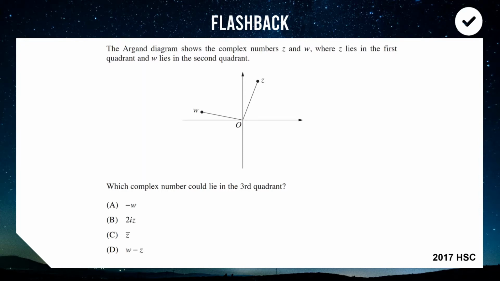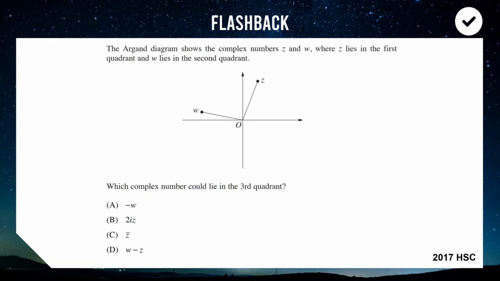We're starting off with a flashback from the 2017 HSC exam. We've got a multiple choice question. We've got an Argand diagram with complex numbers Z and W. Z's in quadrant 1 and W is in quadrant 2. Which of these four complex numbers is going to lie in the third quadrant down here? Pause the video, see which one you would be picking as your answer.